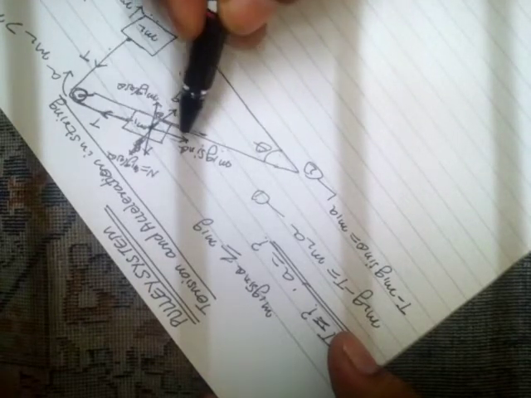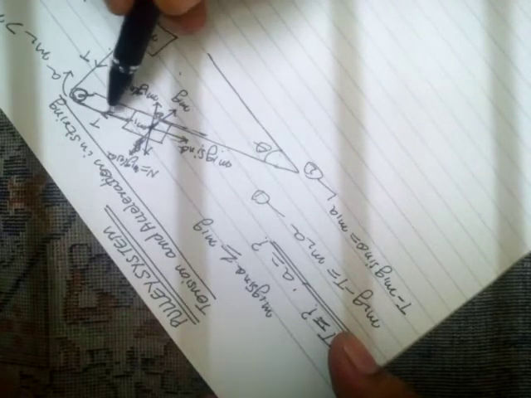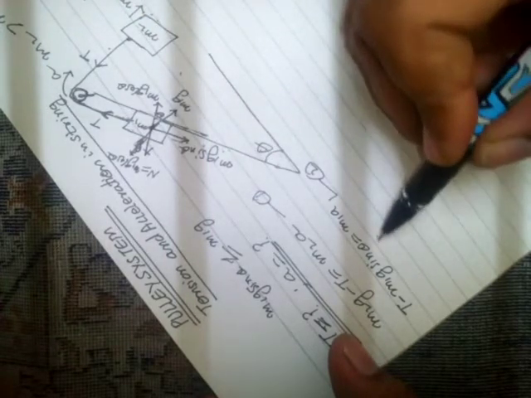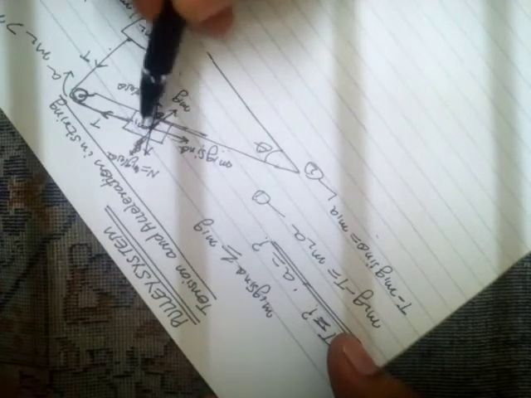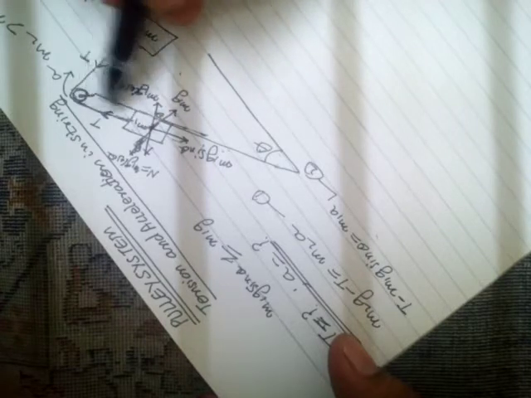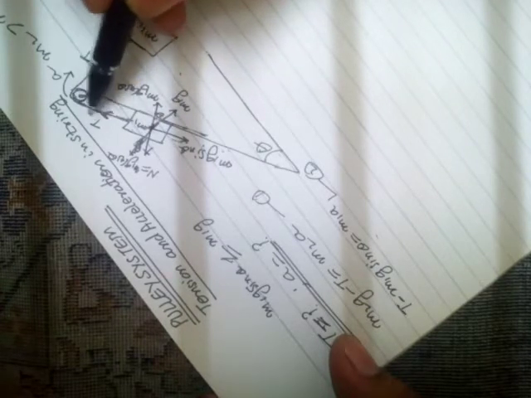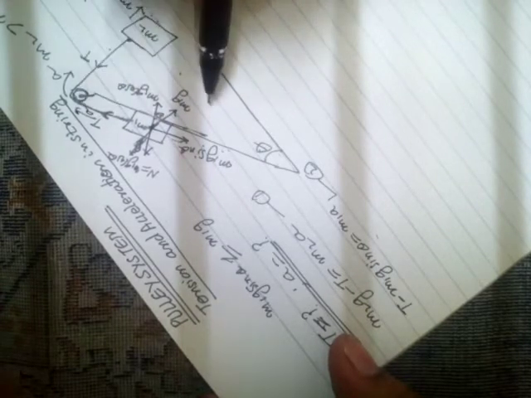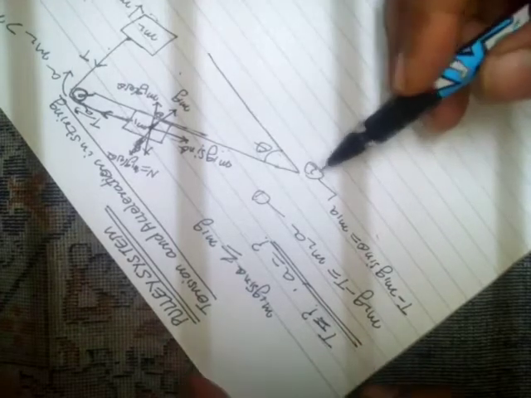T is larger force because this block is being pulled up. So T minus downward force m1g sin theta is equal to mass into acceleration. Mass is m1 and acceleration is a. This is the acceleration a to this system. So this is equation 2.